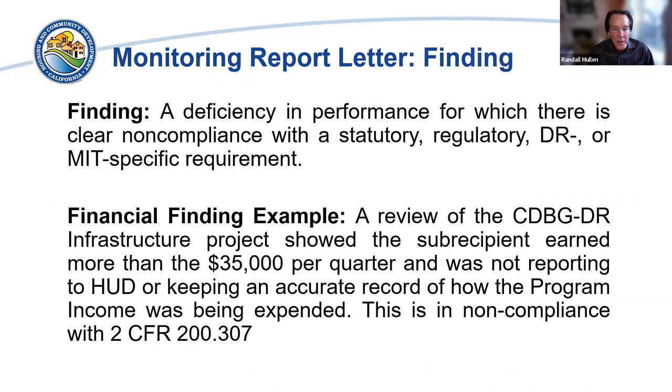A finding, as you well know, is a deficiency in performance for which there's a clear non-compliance with the statutory, regulatory, or DR or MIT notice requirements. The example here relates to an infrastructure activity that may have earned more than $35,000 per quarter and was not reported to HUD in keeping a correct and accurate record of program income having been expended. This would be in non-compliance, and in every instance, there will be a citation of the example.